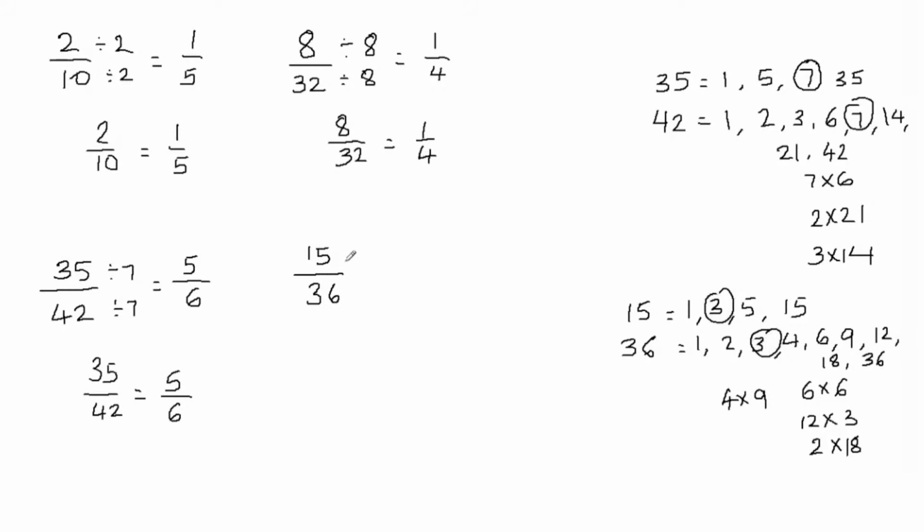So I can divide my fraction 15 over 36 by 3, since 3 is my GCF. 15 divided by 3 is going to be 5, and 36 divided by 3 is going to be 12. So I can reduce my fraction 15 over 36 to 5/12, and that's going to be my final answer.